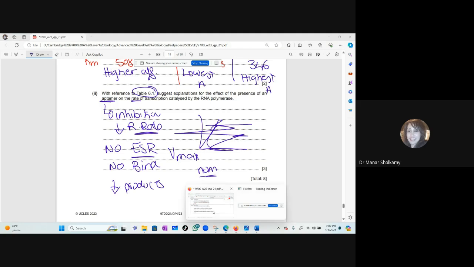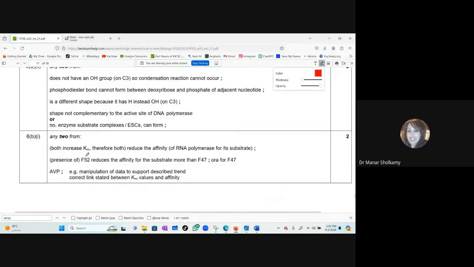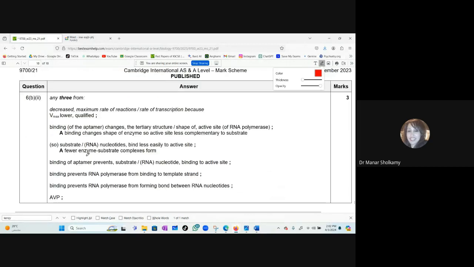Let's look at the mark scheme. This is the last question. Wow. So any three from: decreased maximum rate of reaction or rate of transcription, of course, because reduced Vmax, we said it. Binding will change, of course. Binding will not happen. We did not mention the shape of the active site, but we did say that it will not be complementary. Did we mention that it will not bind, or did we not? The substrate will bind less easily. We said that. Less enzyme substrate complex. Yes, we said that. So any three from.